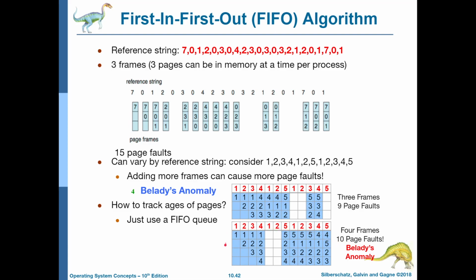This is called Belady's anomaly, where you're not always guaranteed to have fewer page faults when you increase the number of frames. So it's important to realize that while we use this page fault value for comparison, it is not always the most accurate measure that we can use.